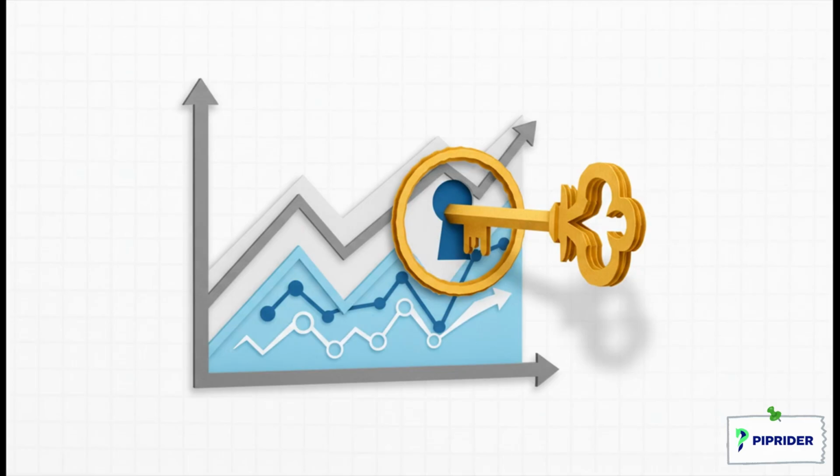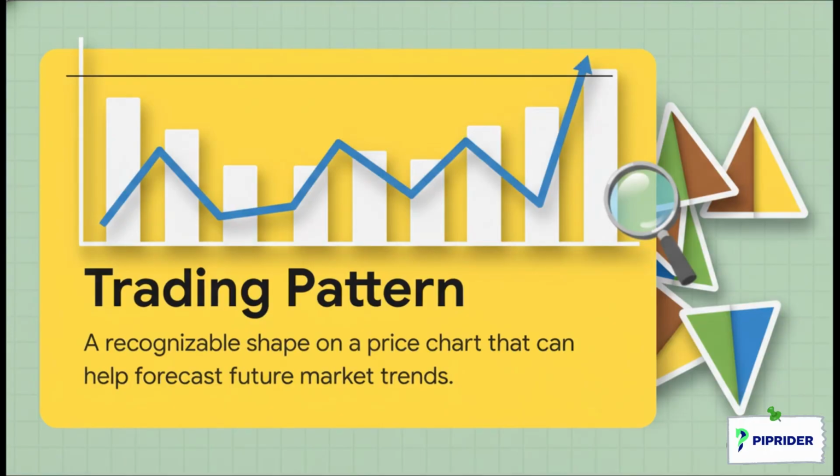But here's the secret. There is a language to these charts, and the key to cracking that code, to really understanding the story they're telling, is learning to spot their patterns. So, what is a trading pattern, really? Well, simply put, it's just a recognizable shape that pops up on a price chart. And these shapes, they're not random. The idea is that they're statistically significant formations that can give us a clue, a little heads up about where the market might be heading.